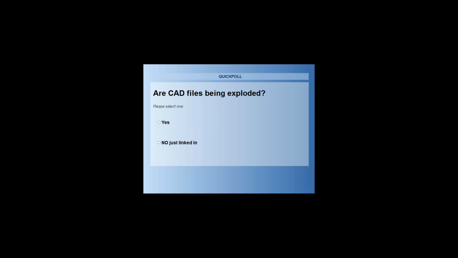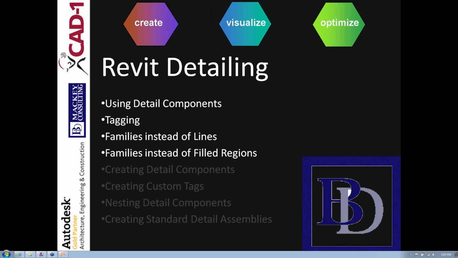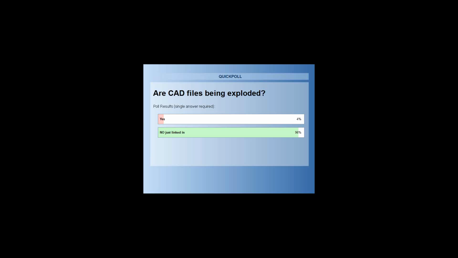Because those of us who have been using Revit over many years have come to find out that exploded AutoCAD files inside of Revit really start to harm Revit. It doesn't have to be AutoCAD, I guess I should say CAD, so it could be DXFs, it could be MicroStation, or AutoCAD files as well. So really try to avoid exploding those.